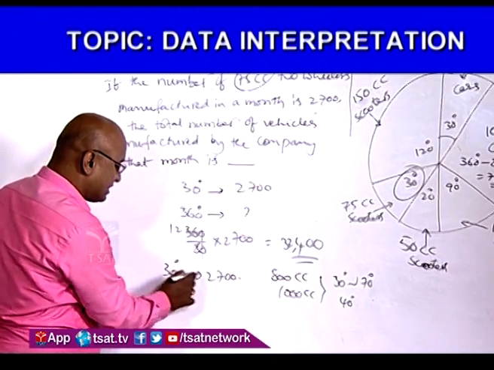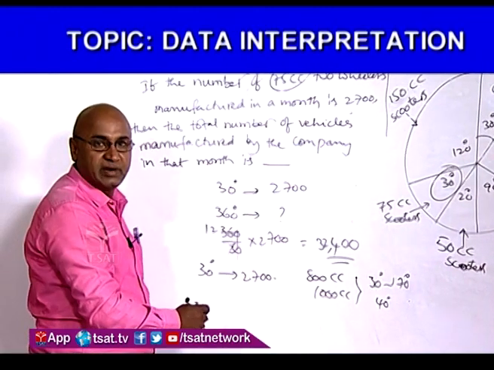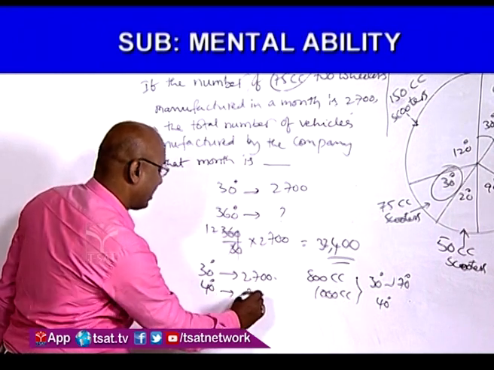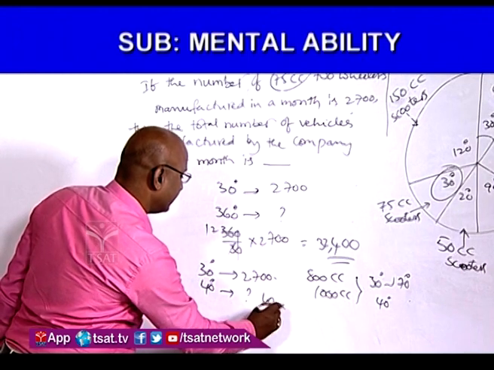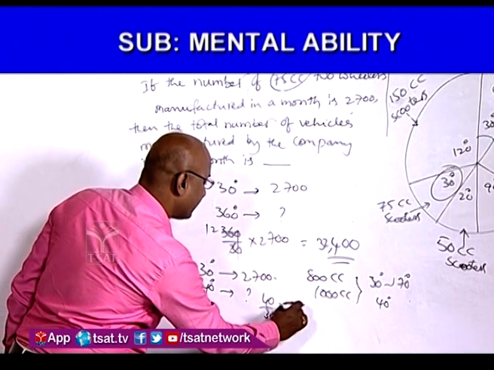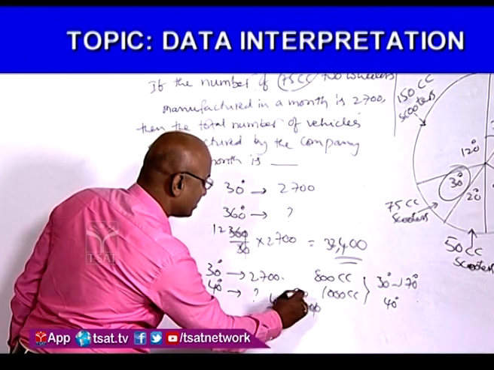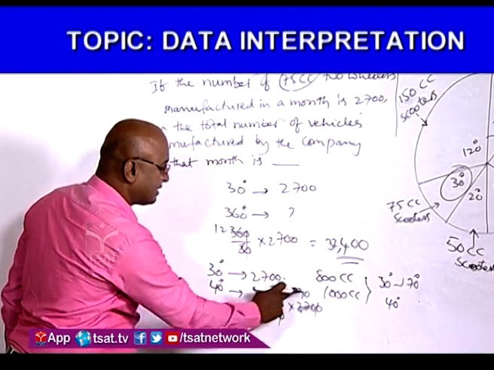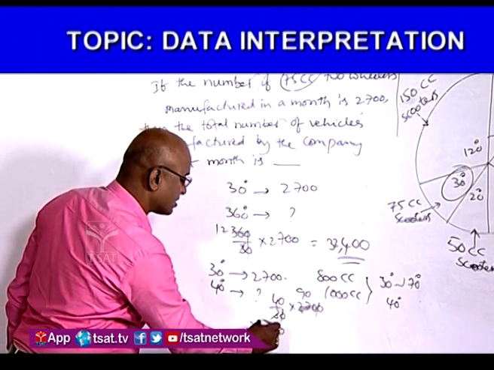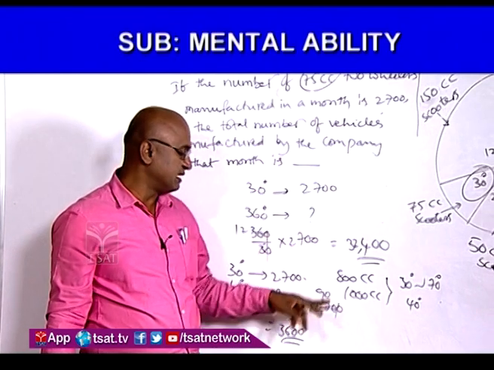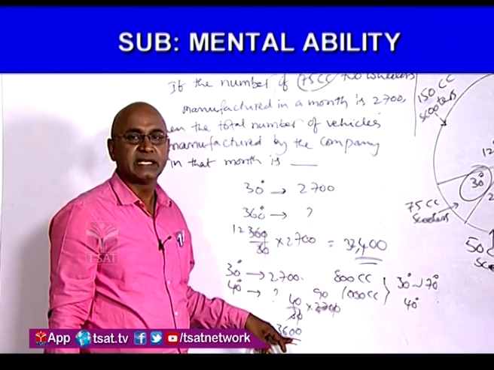Now, if 30 degrees is equal to 2700, then what is the value of 40 degrees? So the value will be like this: 40 by 30 into 2700. 0, 0. 3 ones, 3 nines are 27, 0. 40 into 90, 4 nines are 36, 2 zeros are there. So the difference between the 800cc cars and 1000cc cars will be 3600.